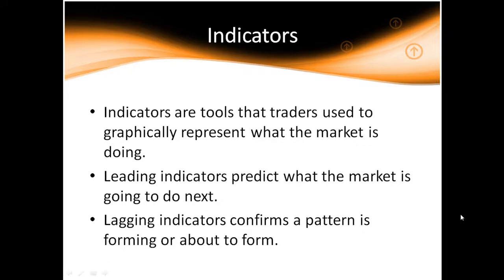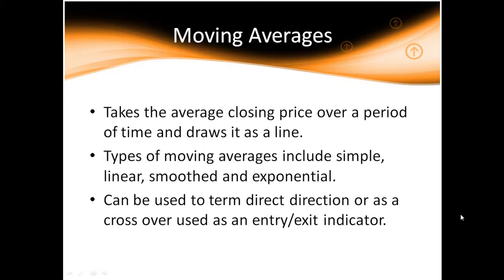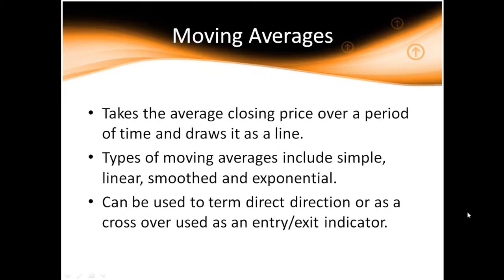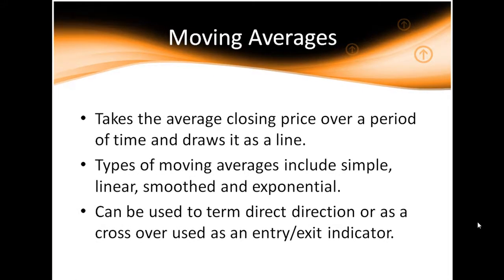market has already done. Moving averages are probably the most widely used indicator. A moving average averages the closing price over a period of time and then draws it as a line. There are a couple of different types of moving averages: simple, linear, smooth, and exponential moving averages. They all calculate the average closing price over a period of time but use slightly different formulas. Let's have a look at the moving average on our charts.